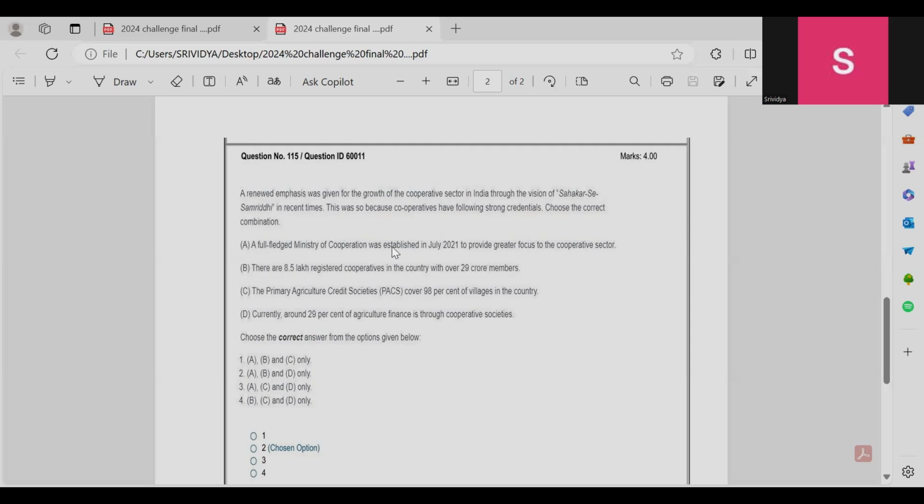Actually, the first option, that it was established in July 2021, is correct. And there are around 8.5 lakh registered cooperatives also. But for the third option, PACs cover only 90% of villages in the country, so this would be the wrong answer. And for the last option, actually only 19% of agriculture finance is disbursed through cooperative societies. The option given was A, B, C only correct. The first option is correct, but both C and D are wrong. So this question can be claimed. Only A and B are correct in this.